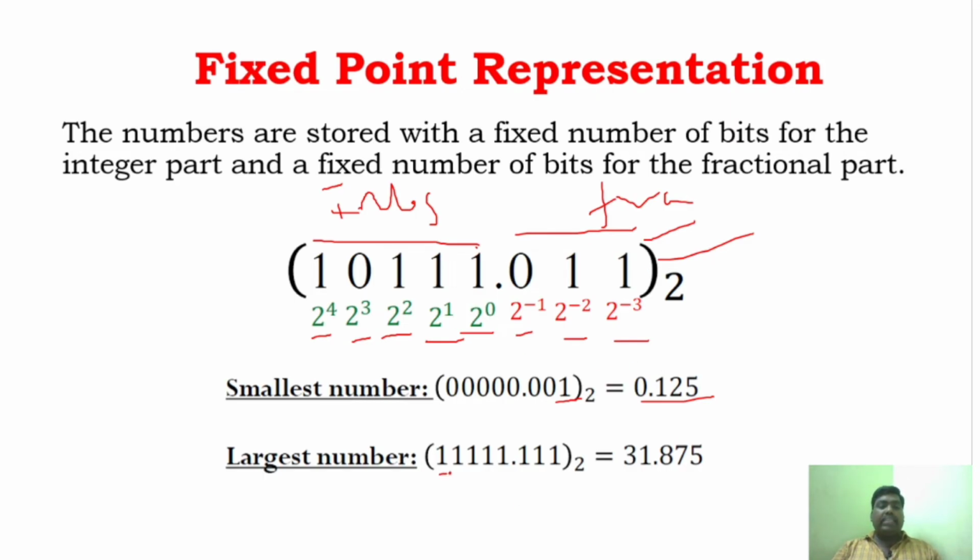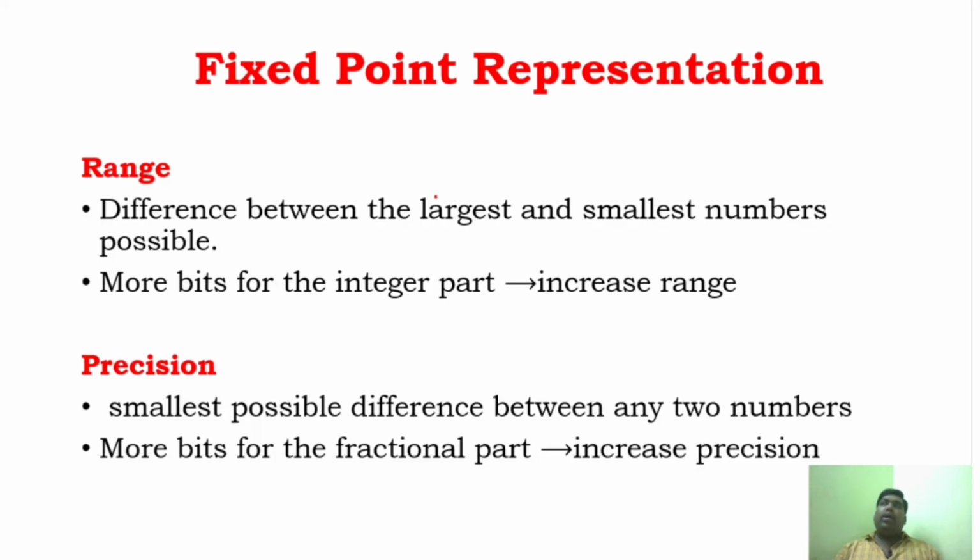And similarly, the largest number is, if everything is 1, this number, 31.875. Okay, so in fixed point representation, the decimal point will be fixed. Before the decimal point is called the integer part, and after the decimal point is called the fraction. And you have to know the range as well as the precision.